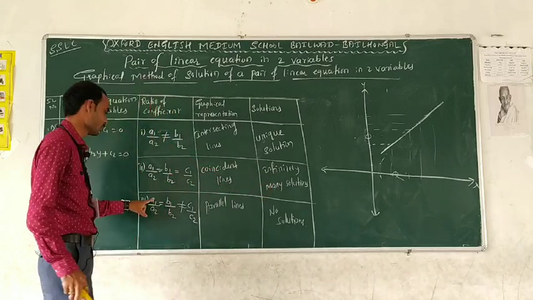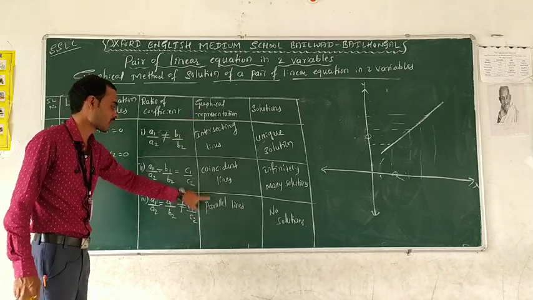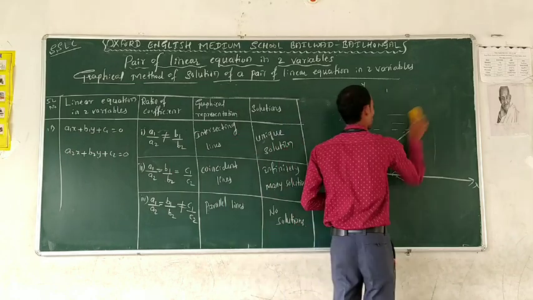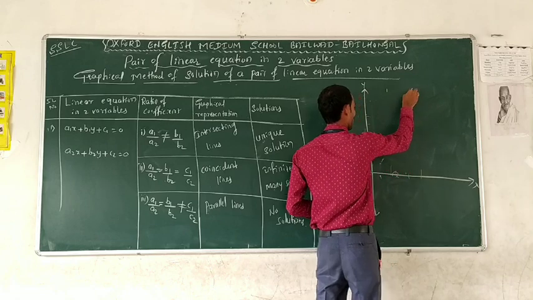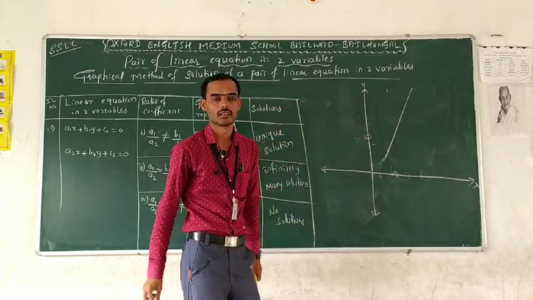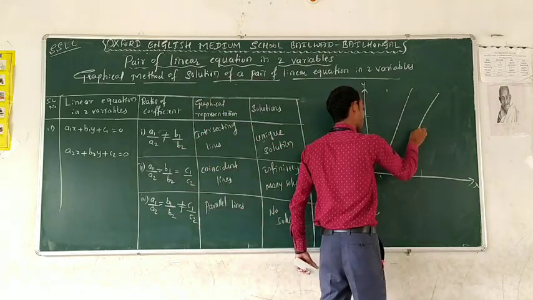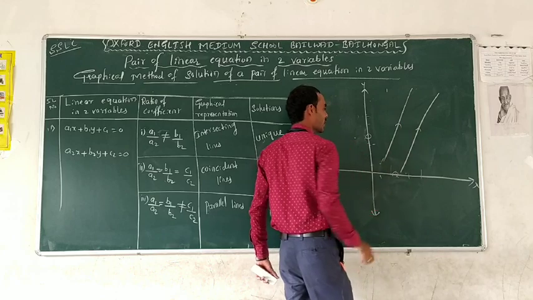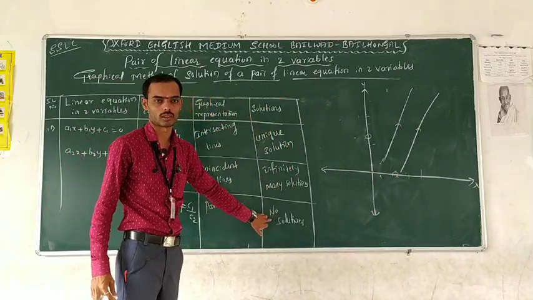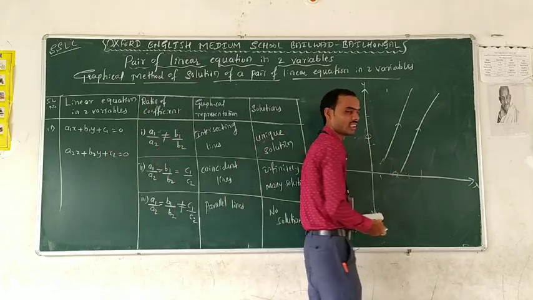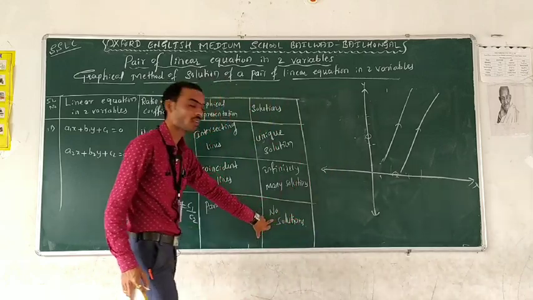If the ratio a1 by a2 is equal to b1 by b2 is not equal to c1 by c2, then the graphical representation is parallel lines. See here. Parallel lines like this. For example, the first straight line is like this. For another graph, the straight line is always parallel to each other. If these lines are parallel to each other, there are no solutions, because those are not intersecting each other. So, we cannot take any values of x and y. Therefore, there are no solutions.